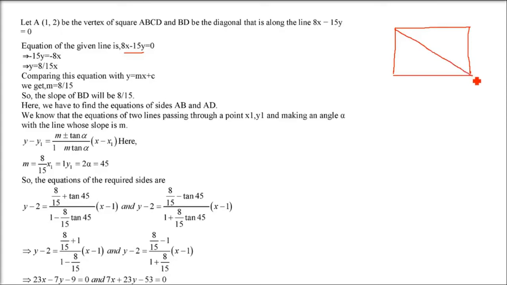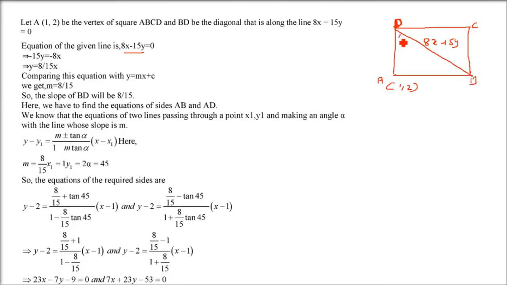So everything is known to us. This is a point A. Let us assume it to be A, and this is given as (1, 2). This point is given. Along with this, we have a line. The equation of the line is 8x minus 15y equals 0. There is one more thing. We need the equation of AB and AD. We need that equation. So whenever we see a square, what does it mean?